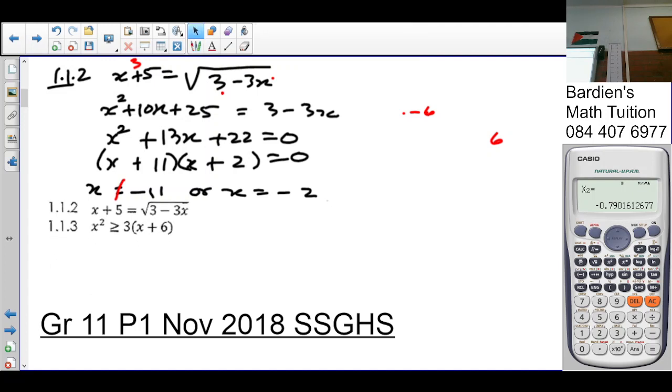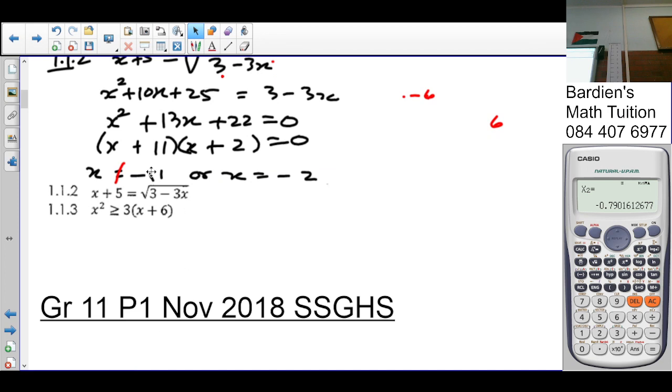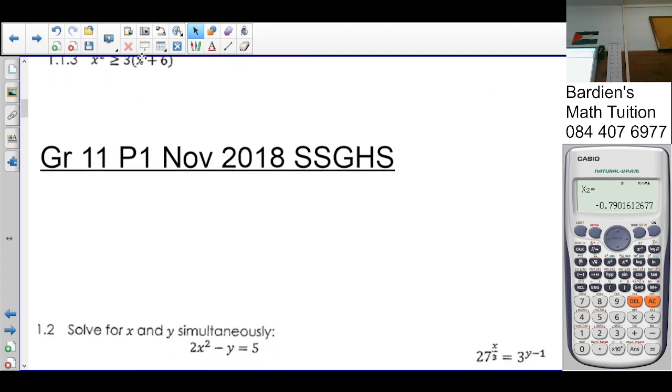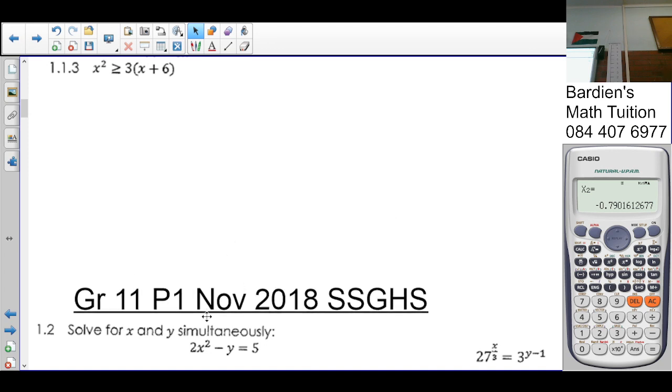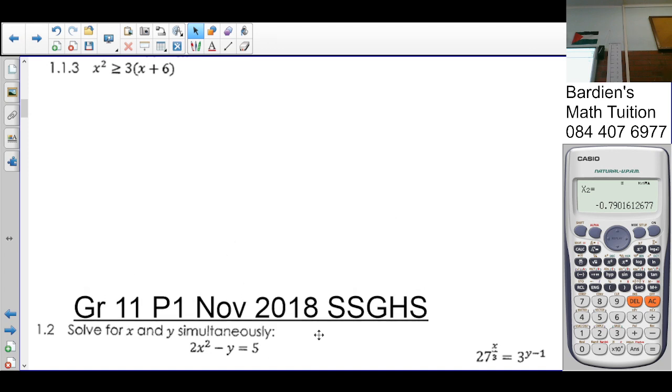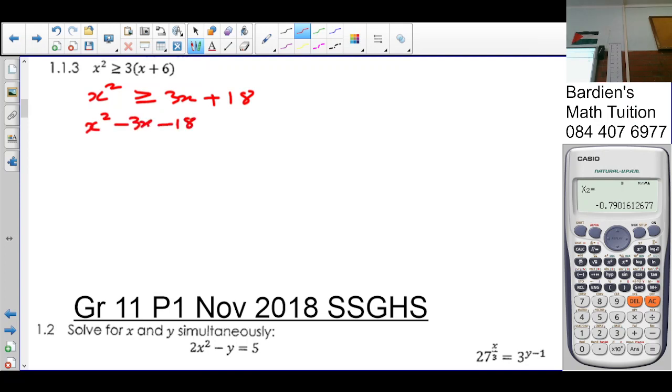Let's look at the next question. The next question is 1.1.3. Here we got x squared has to be greater than or equal to 3 into x plus 6. So first multiply it out, get it into standard form. So x squared must be greater or equal to 3x plus 18. Bring everything to one side, so x squared minus 3x minus 18 must be greater than or equal to 0. So that factorizes into 6 and 3. The 6 is negative, the 3 is positive.